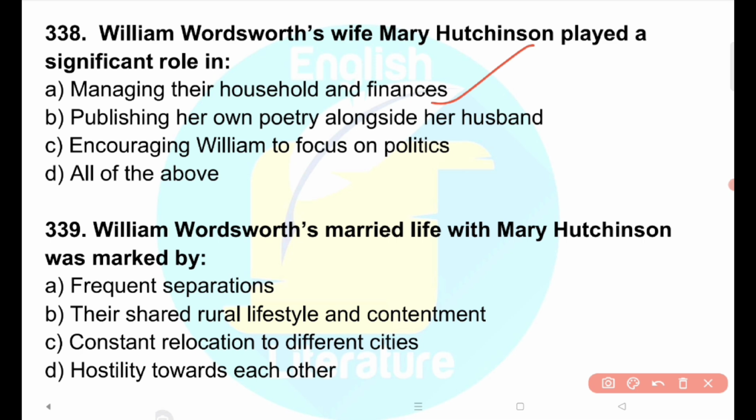William Wordsworth's married life with Mary Hutchinson was marked by... Option B, their shared rural lifestyle and contentment. They lived peacefully in the Lake District and shared a simple, nature focused life.